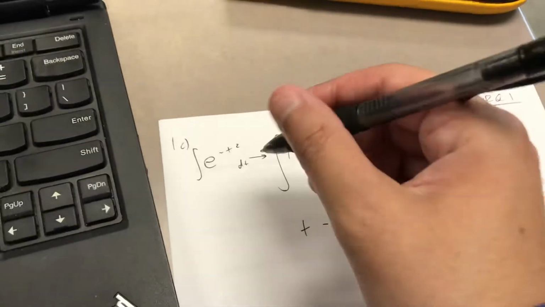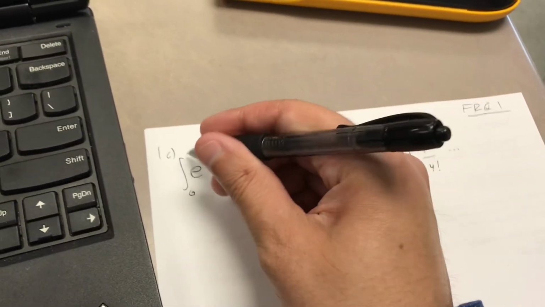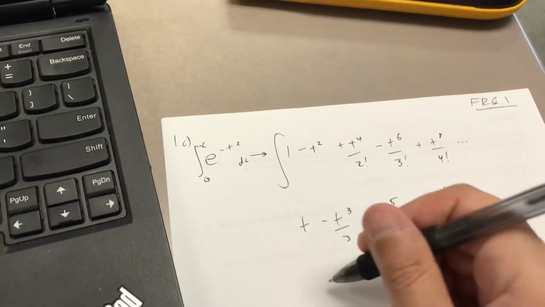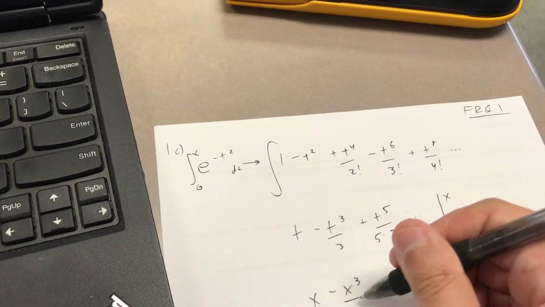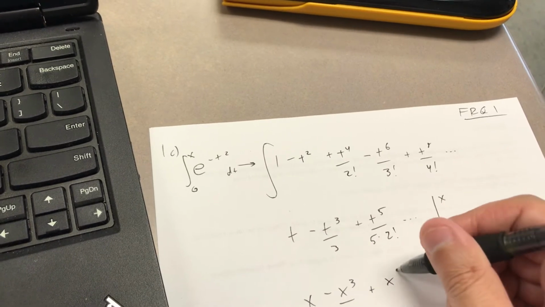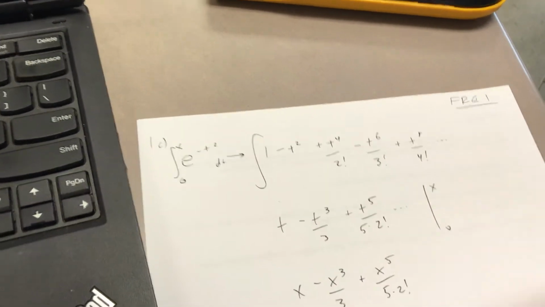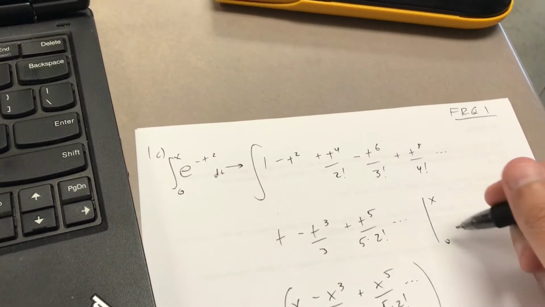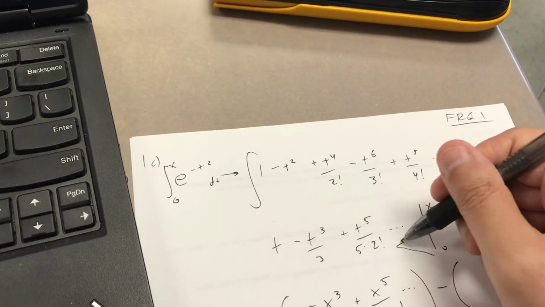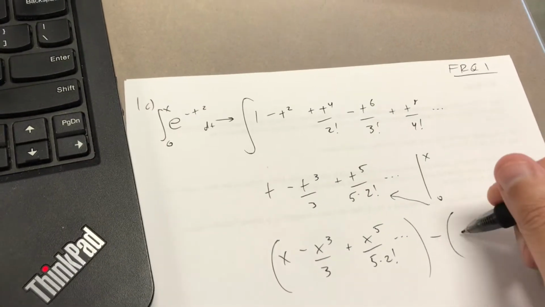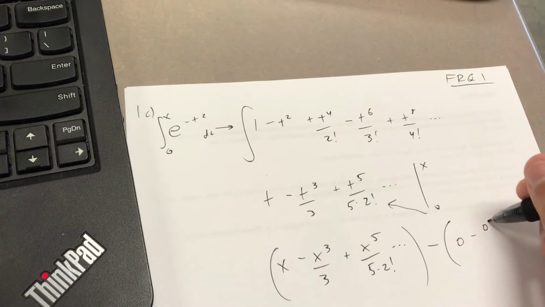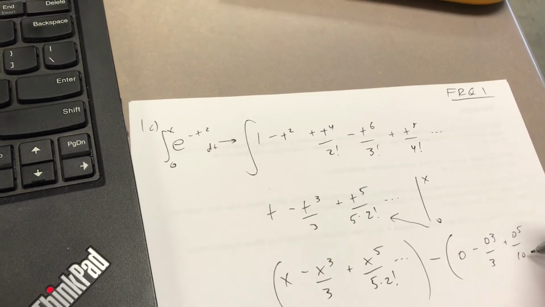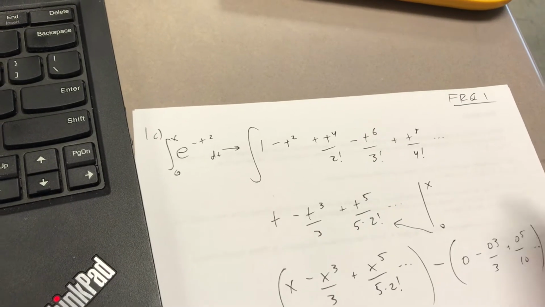Now we're evaluating this between 0 and x. The fundamental theorem says we sub in x for everything. That would be x minus x cubed over 3 plus x to the 5th over 5 times 2 factorial, or you could turn that into a 10 if you wanted to, and so on. We're going to subtract what we get if we substitute in a 0 for t. That's going to be 0 minus 0 cubed over 3 plus 0 to the 5th over 10, and so on. And of course, these are all going to go to 0.